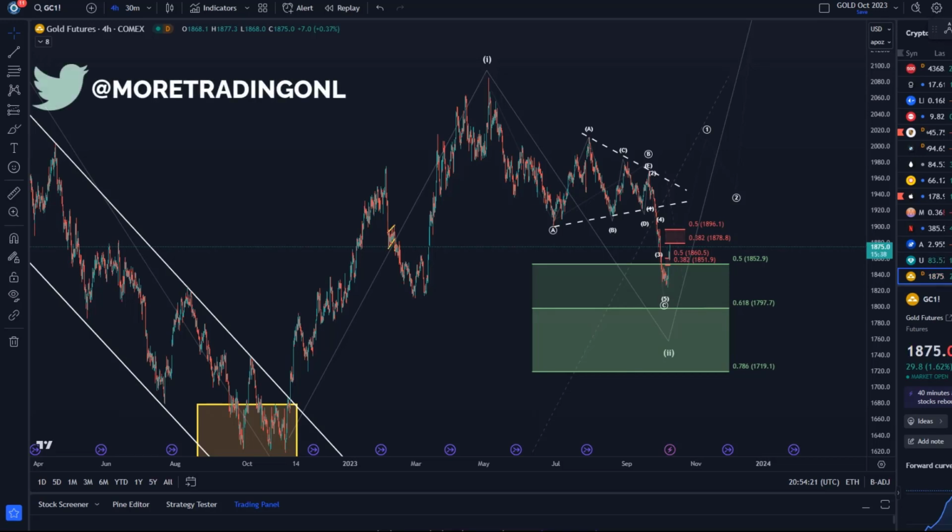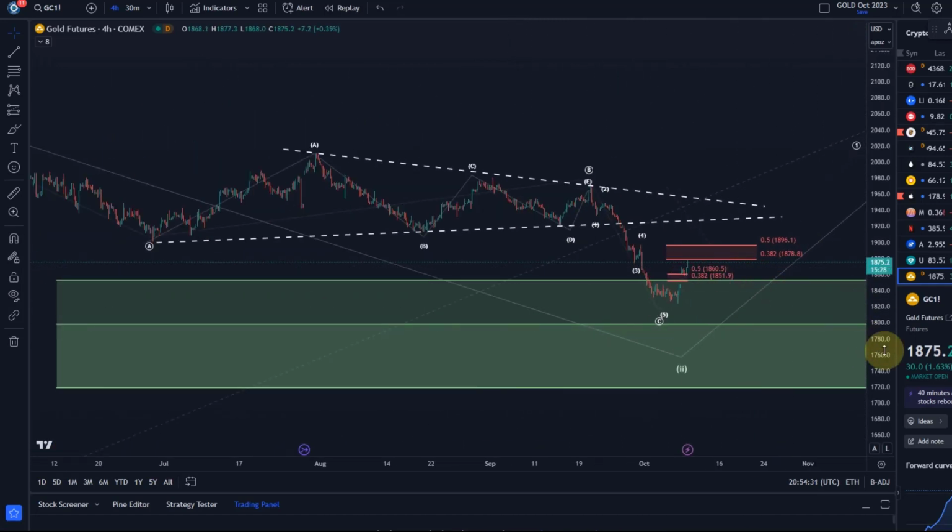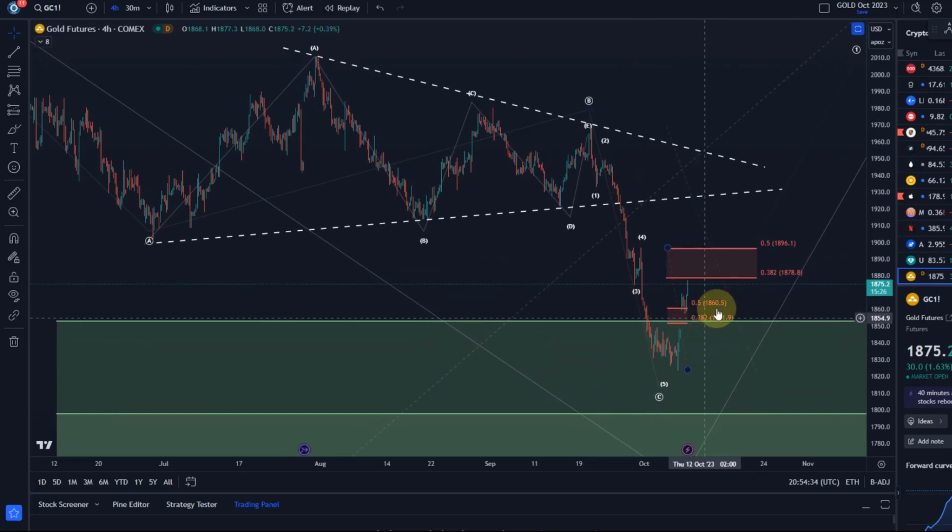Gold reacted to our support area down here after we could track 5 waves to the downside, and that's normally what we want to see. The price broke above the initial micro resistance, which was the 50% fib level of the distance between 1897 and the Friday low. I will take that one out now. The market really gapped above it.